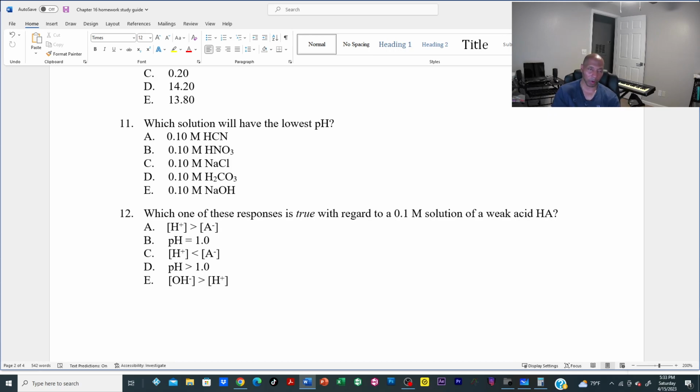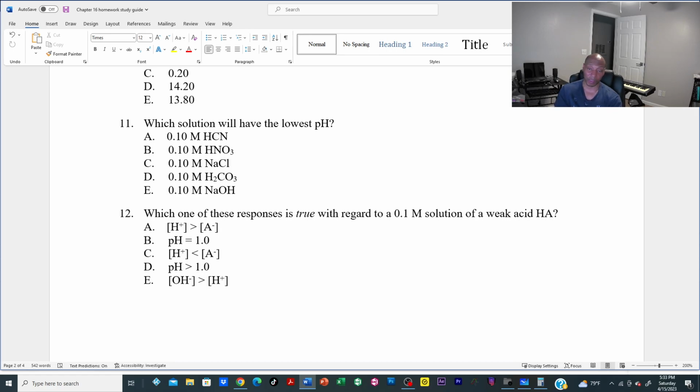Okay. A says my H plus concentration. Well, let me see. It says which one of these responses is true. Okay. My H plus concentration is greater than my conjugate base concentration. That's not true. Okay. We know they're going to be the same.